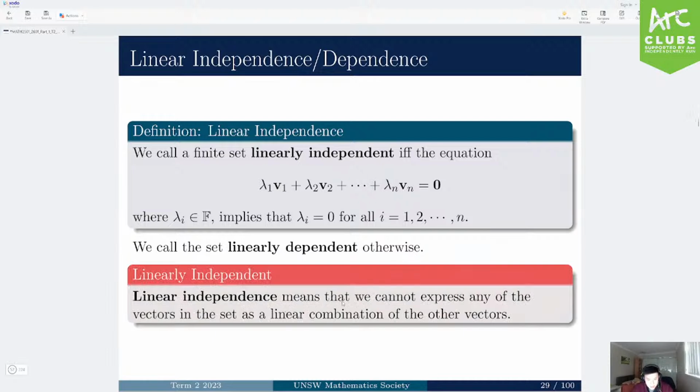Again, linear independence means that we cannot express any of the vectors in a set as a linear combination of the other vectors. So if you can find a linear combination of one vector in terms of the other vectors, that means the set is linearly dependent.